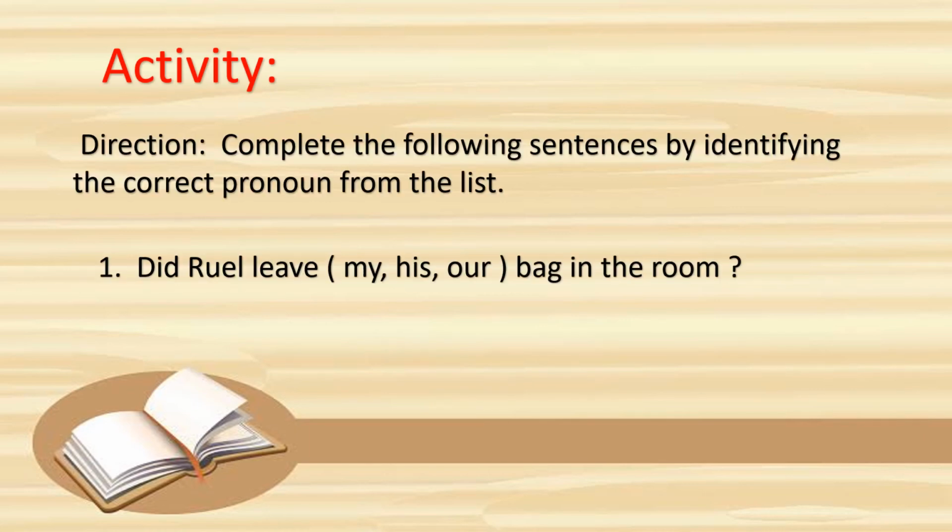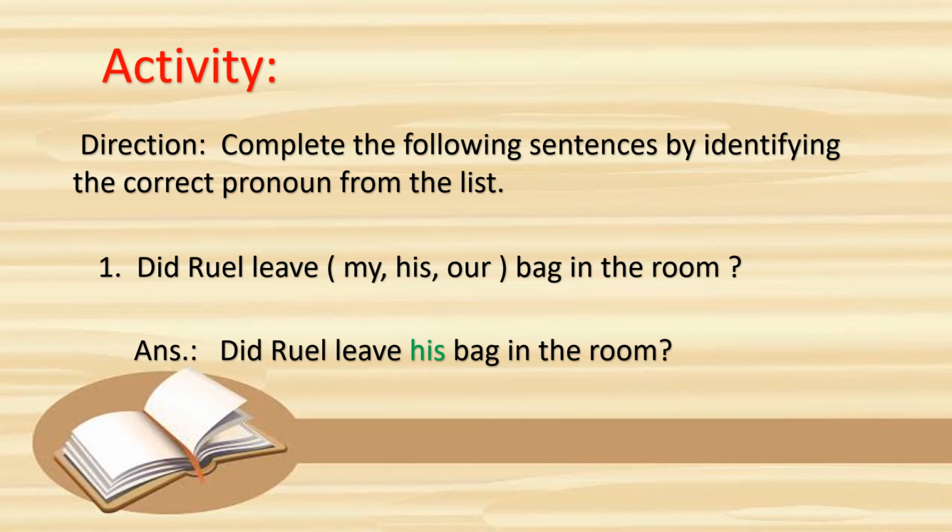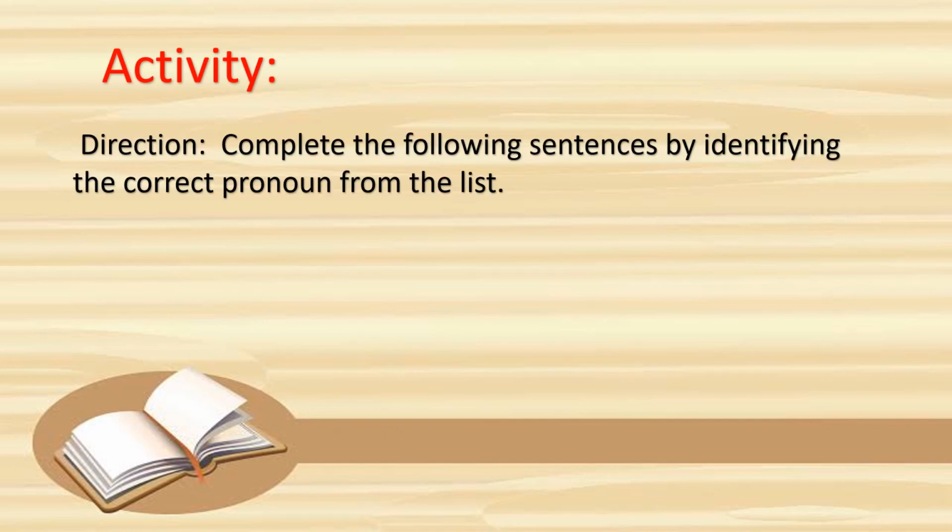Another: Did Ruel leave my, his, our bag in the room? All right, try to look at Ruel there. What do you think is the correct pronoun that you have to use, since Ruel, as antecedent, is of course masculine? Very good, his. Referring to Ruel. Then, in terms of number, it's obvious that it's singular, right? Ruel is only one.